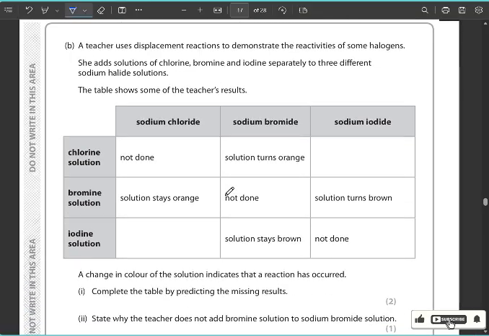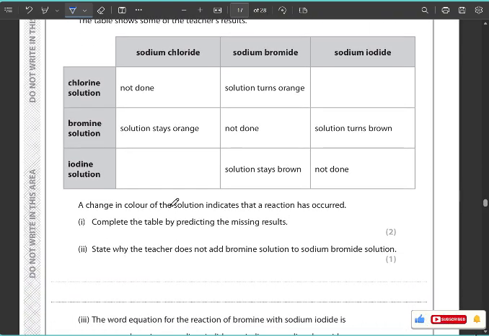The next question. A teacher used displacement reactions to demonstrate the reactivities of some halogens. She adds solutions of chlorine, bromine, and iodine separately to 3 different sodium halide solutions. The table shows some of the teacher's results. We can see the table. A change in color of the solution indicates that a reaction has occurred. Complete the table by predicting the missing results.